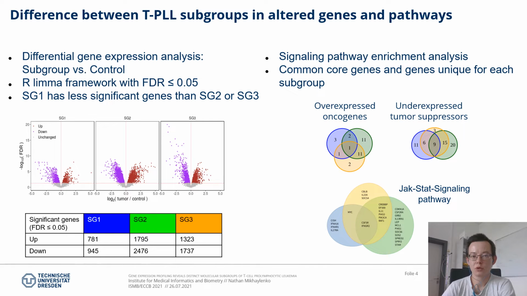In this example of the known cancer-related JAK-STAT signaling pathway, we see, for instance, that the pathway oncogene MYC was overexpressed in SG1 and SG3, but not in SG2.